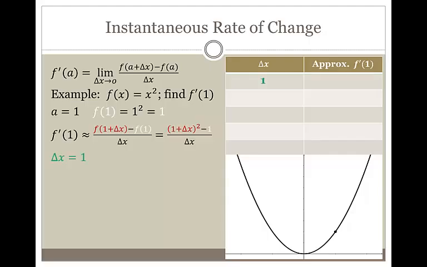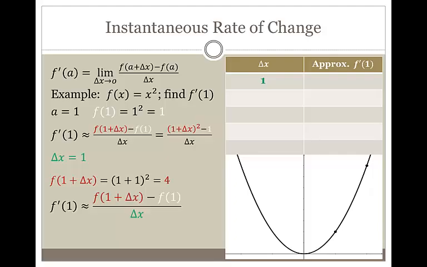Let's start with delta x equals 1. Then f of 1 plus delta x is 1 plus 1 squared, which is 4. That gives the point on our graph 2, 4. And f prime of 1 is approximately f of 1 plus delta x minus f of 1, all over delta x, which is 4 minus 1 over 1, or 3. So our first approximation of f prime of 1 is 3. And graphically, we can think of this as the slope of the line between the points 1, 1 and 2, 4.